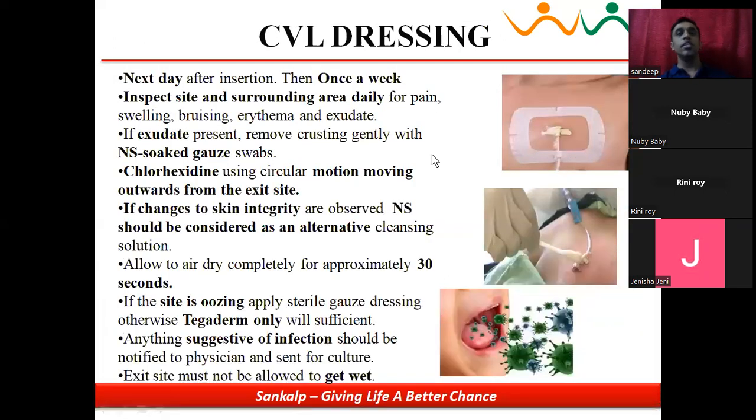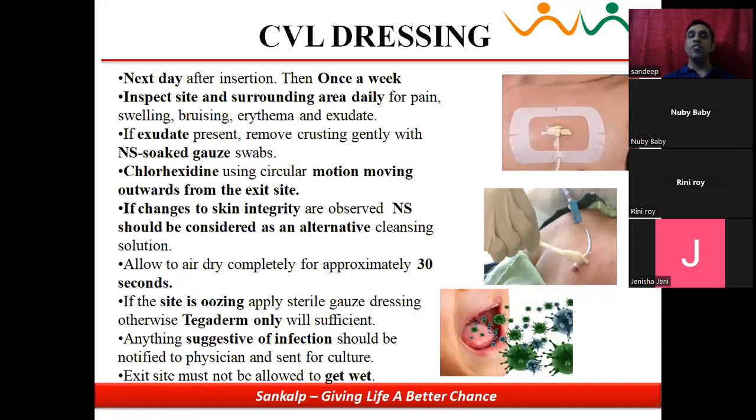So here we are going to see the CVL dressing. CVL dressing part, I don't want to talk more about that, already you have gone into SOPs and everything. But important parts I have to cover in this area. So CVL dressing will be done once after doing the central line insertion. Next day we will do the CVL dressing. From there onwards, every 7th day we are going to do.